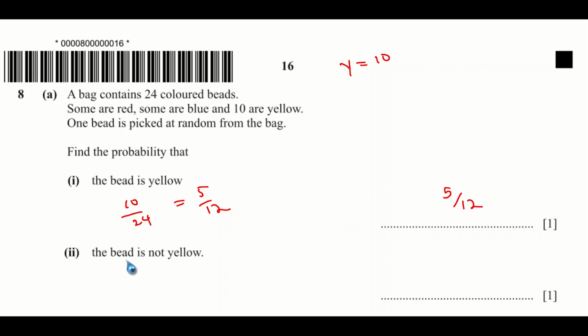So the bead is not yellow. It will be 1 minus the probability that it is yellow, 1 minus 5 out of 12. So this will be 7 out of 12. Okay, so let's scroll down.